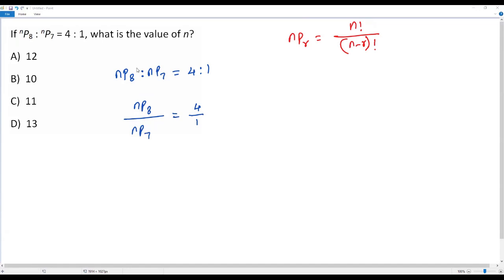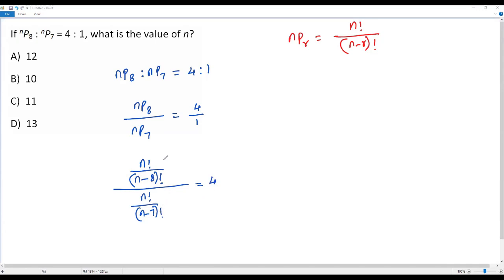In our equation, in the place of r, we have 8 in the numerator and 7 in the denominator. Now let me use this formula. That is n factorial divided by (n minus, at the place of r we write 8) so n minus 8, the whole factorial, divided by n factorial by (n minus 7) the whole factorial for the permutation in the denominator. So 4 over 1 is just 4.